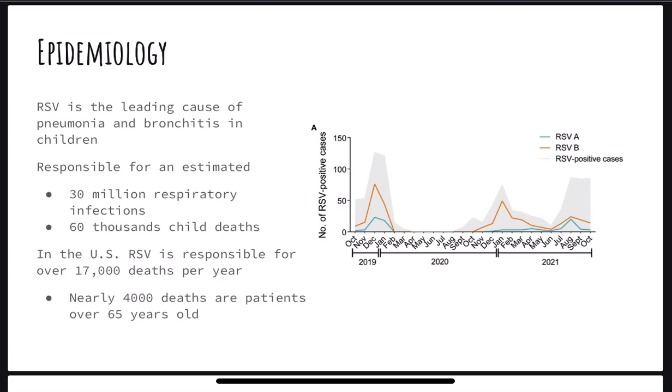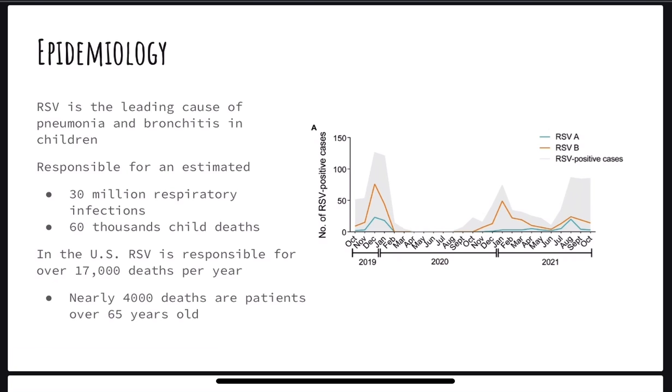Now, if you're just looking at the United States, RSV is responsible for over 17,000 deaths per year, and this includes both adults and children. But nearly 4,000 deaths of those 17,000, so about 22%, are patients over 65 years old. So we're seeing a very good amount of the RSV-related deaths to be elderly, adult patients.